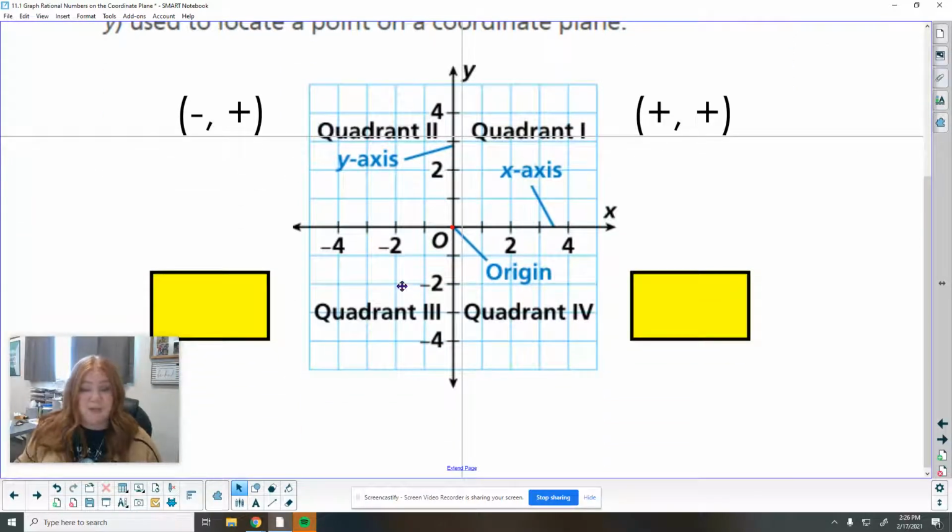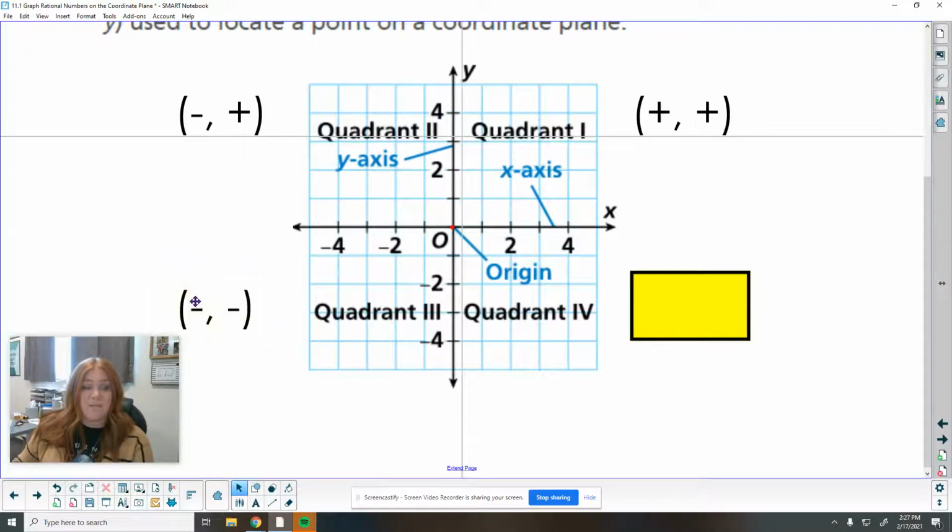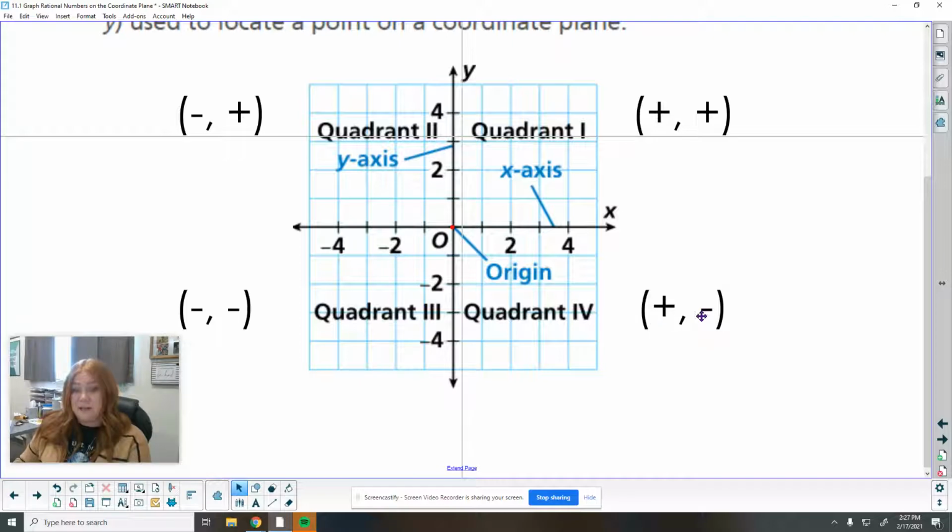So here we have quadrant 3. To get to quadrant 3, we go to the left, which is negative, and then down, which is also negative. So when we're here in quadrant 3, 1, 2, 3, we'll have a negative x and a negative y. And then our last quadrant here goes over to the right, which is positive, and then down, which is negative. So positive, negative. Don't worry, we're going to practice a lot of these, but we always want to go over, then up or down.